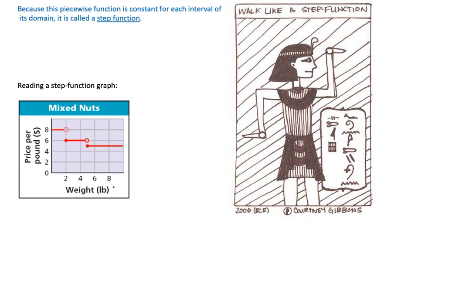So let's take a look at this step function and see if you can read it. We have mixed nuts and the price per pound. If you have a weight of less than 2 pounds, you need to pay $8 for every pound you have. If you get to the counter and your weight is at least 2 pounds but less than 5, then you're going to be paying $6 per pound. And if you purchase mixed nuts and you have 5 pounds or more, then you'll be paying $5 per pound.